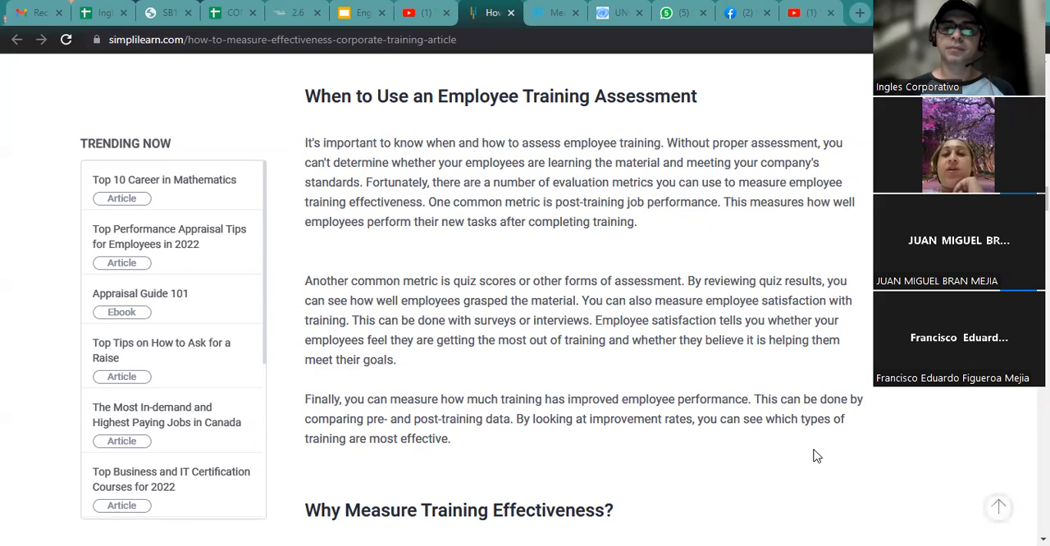You can also measure employee satisfaction with training. This can be done with surveys or interviews. Employee satisfaction tells you whether your employees feel they are getting the most out of training and whether they believe it is helping them meet their goals. Finally, you can measure how much training has improved employees' performance. This can be done by comparing pre- and post-training data. By looking at improvement rates, you can see which types of training are most effective.